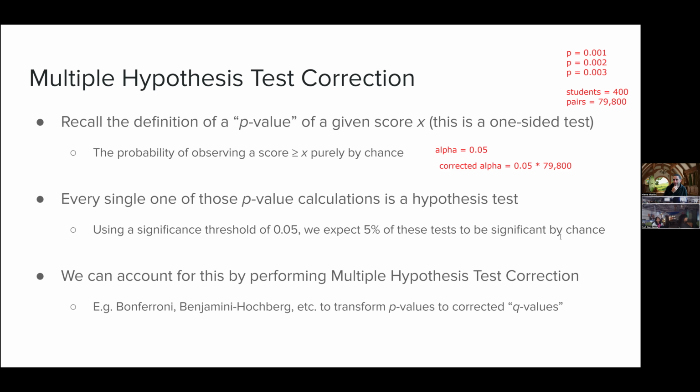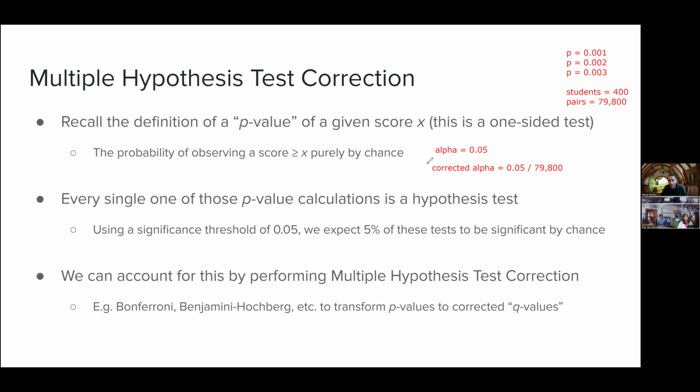But however many hypothesis tests I do, I could divide my previous statistical significance threshold by how many hypothesis tests I did, whether it's every single n choose 2 possible test, or some subset of them, and make my significance threshold more strict, but keep the p-values the same.